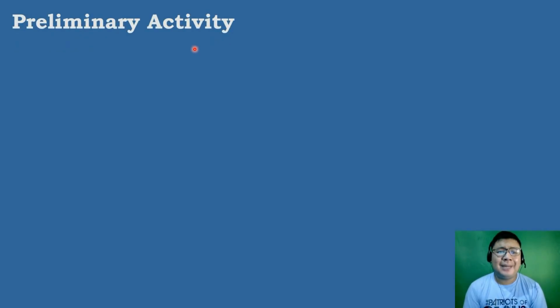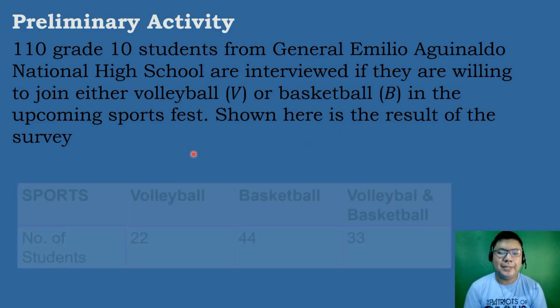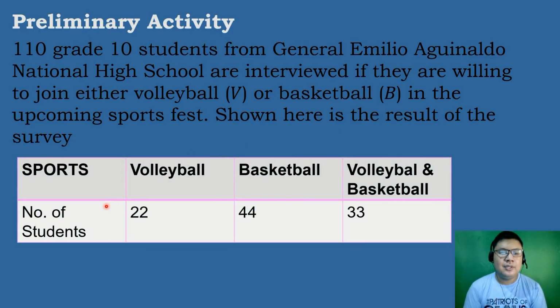Let's have first our preliminary activity. 110 grade 10 students from General Emilio Aguinaldo National High School are interviewed if they are willing to join either volleyball or basketball in the upcoming Sports Fest. Shown here is the result of the survey. So we have the following table. The number of students who did join volleyball is equal to 22. Basketball is equal to 44, and the number of students who join both sports, volleyball and basketball, is equal to 33.